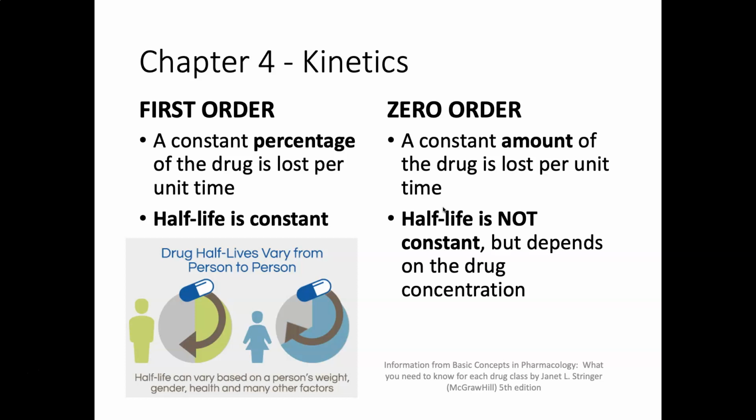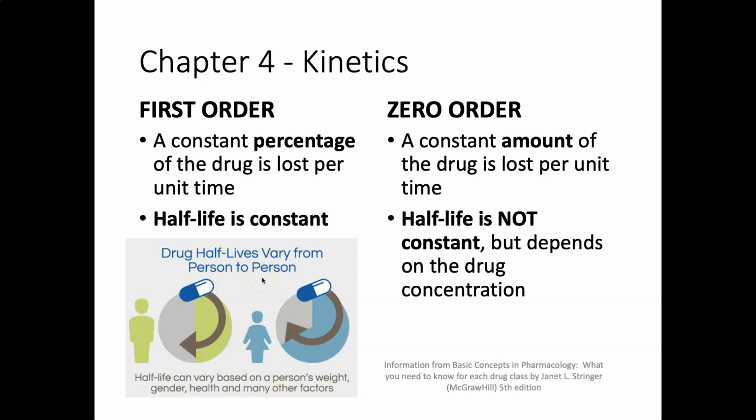There are some drugs that are called zero order. That's how they leave the plasma. It's a constant amount of the drug that is lost, and there is not a constant half-life. It depends on the drug concentration. Half-lives vary from person to person and can vary based on a number of factors. So let's talk about half-life.